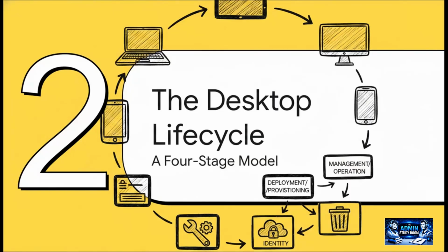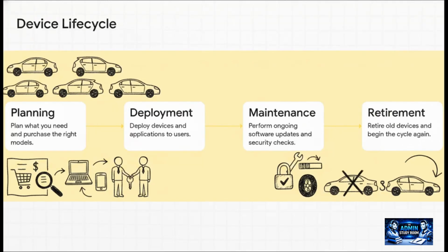Every single device in your company, from a laptop to a phone, goes through a pretty predictable journey. And if you want to manage your whole fleet well, you've got to understand this life cycle. The easiest way to think about it is like you're managing a fleet of company cars, right? First, you got to plan out what kind of cars you need and then go buy them. That's stage one. Then comes deployment. You get them all prepped and hand the keys to your employees. Stage 3 is just all the day-to-day maintenance, oil changes, software updates, security checks. And finally, after a good run, you retire the old cars and you start the whole cycle over. Every corporate device follows these exact same 4 steps.